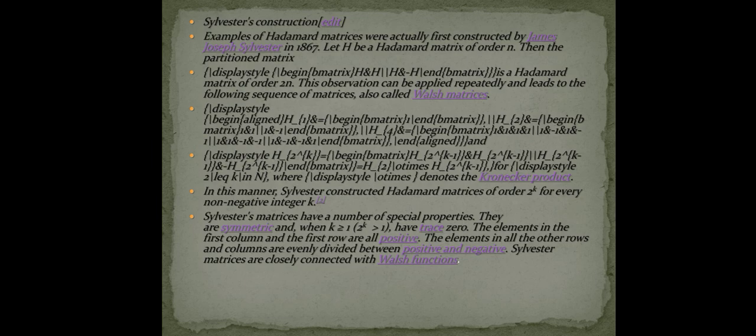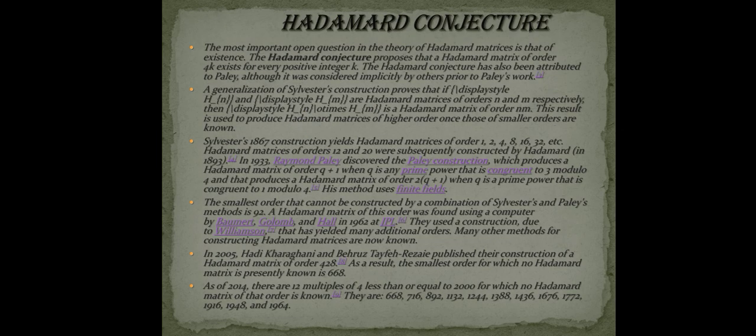Sylvester's matrices have a number of special properties. They are symmetric, and when k is greater than or equal to 1, that is 2 to the power of k greater than 1, have trace 0. The elements in the first column and the first row are all positive. The elements in all other rows are half positive and half negative. These matrices are closely connected with Walsh functions.